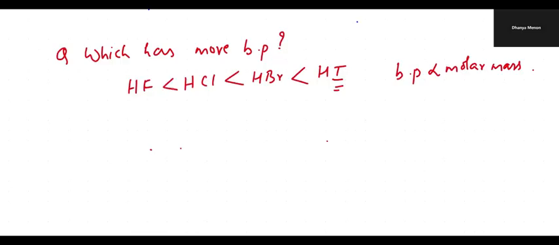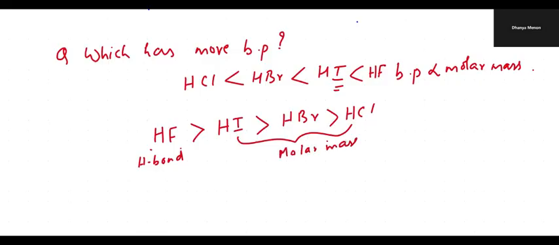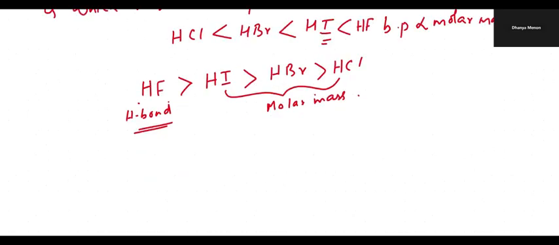But here there is a small discrepancy: HF forms strong hydrogen bonds. That's why it has the highest boiling point compared to the others. So HF has the highest boiling point because of what? Hydrogen bonding. Then the rest of the order is the same. HF is greater than HI, greater than HBr, greater than HCl. For the rest of them, we check the molar mass. But for HF, we cannot check the molar mass because they form strong hydrogen bonding.